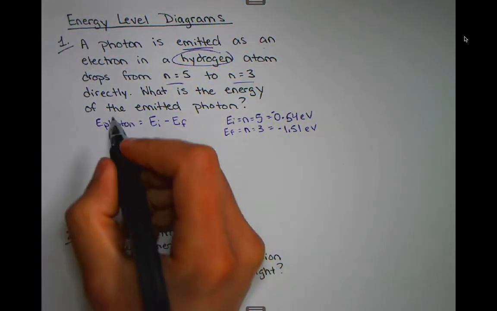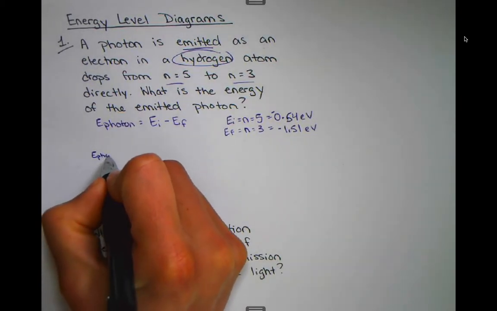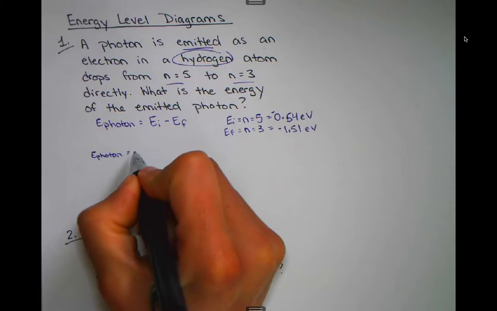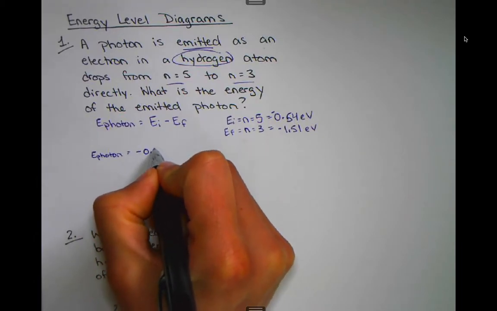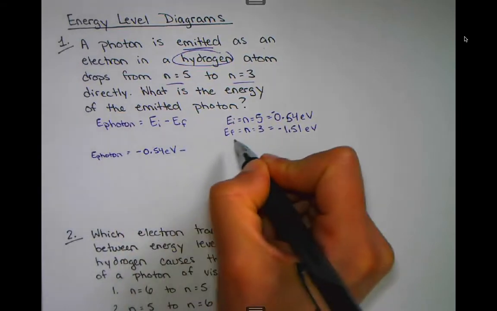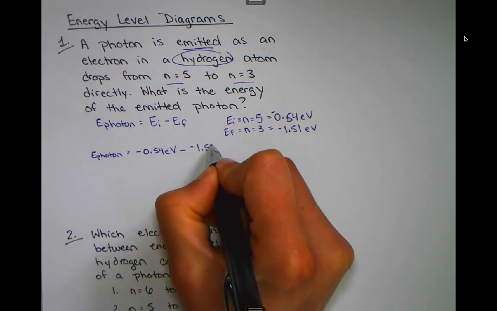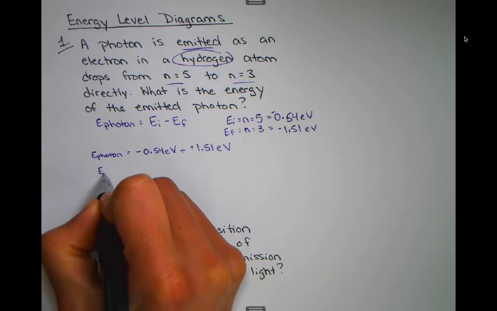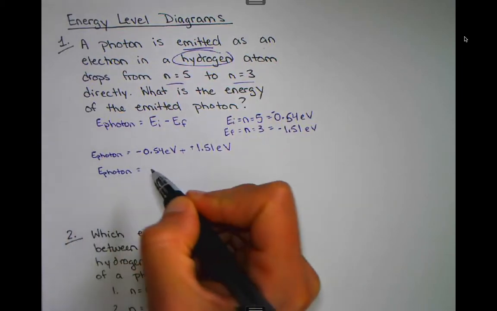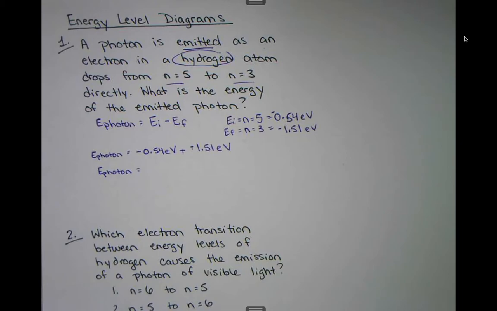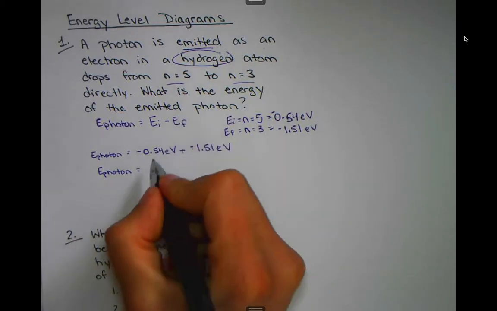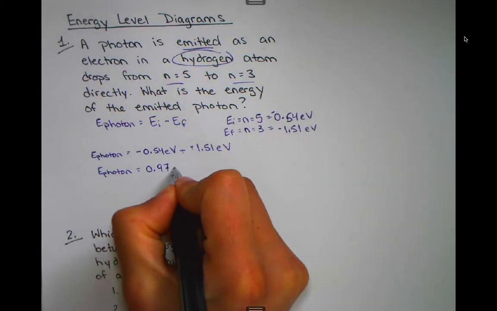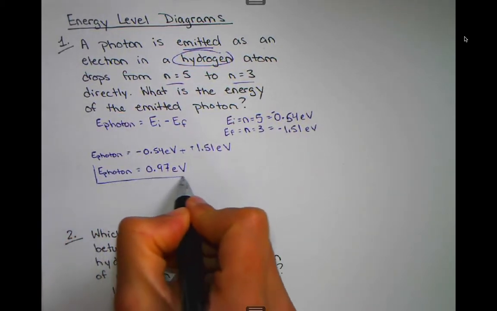And so now I can just plug in here. So the energy of my photon is equal to negative 0.54 electron volts minus a negative 1.51 electron volts. So minus a negative is like plus a positive, and that gives me the energy of my photon. Type this into our calculator. So negative 0.54 minus negative 1.51 gives me 0.97 electron volts. Right? So we could keep this as our answer.